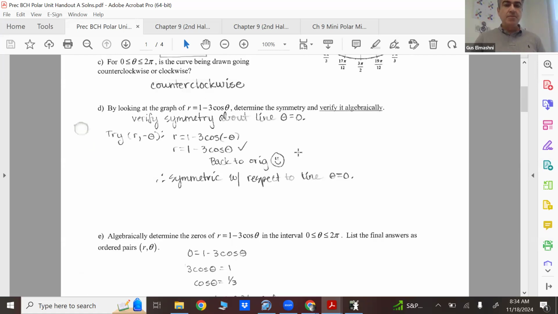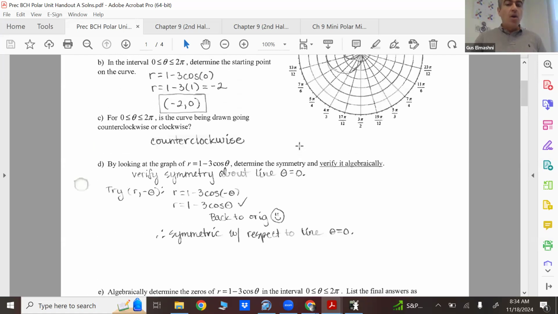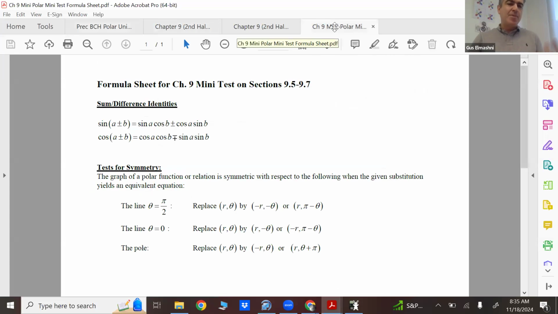I thought if we're going to make theta negative, we also had to negate r. No. For theta equals 0, you don't. To be symmetric about the horizontal axis, you don't do that. That's with the vertical one. That's why I'm giving the formula sheet, because it's hard to keep track of it all. So that's what I'm giving to you guys. Everyone gets it.